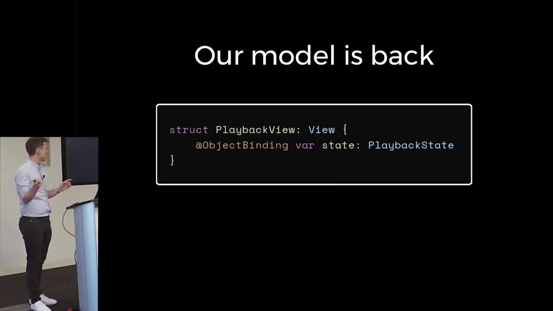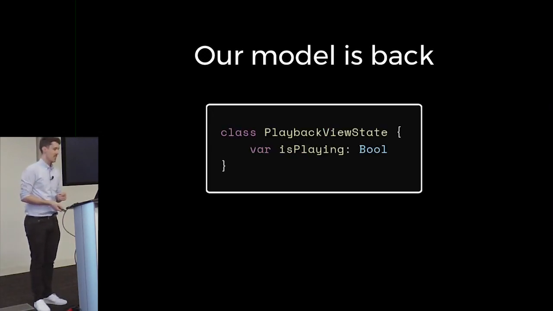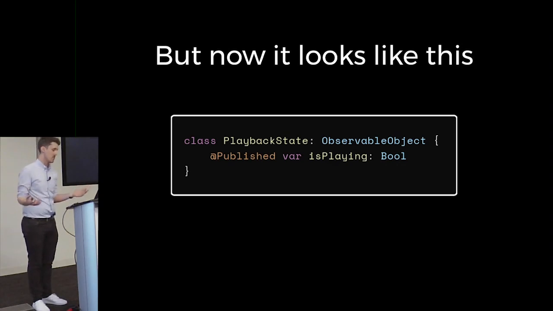And notice also we have playback state there. What an interesting coincidence. So our model is back. But now, instead of looking like this, it conforms to ObservableObject. ObservableObject is the protocol that you want to conform to when you have data outside of SwiftUI that you want SwiftUI to track. It also uses the @Published property wrapper to tell SwiftUI this is the property that you need to be watching.